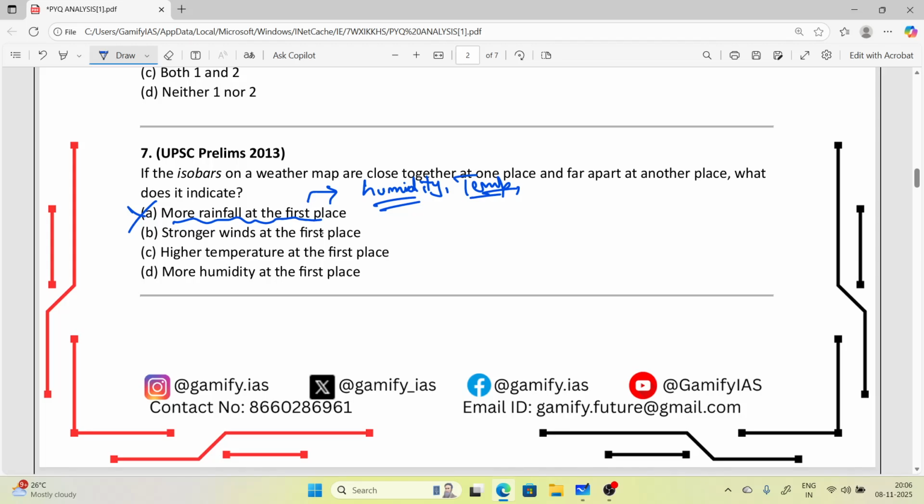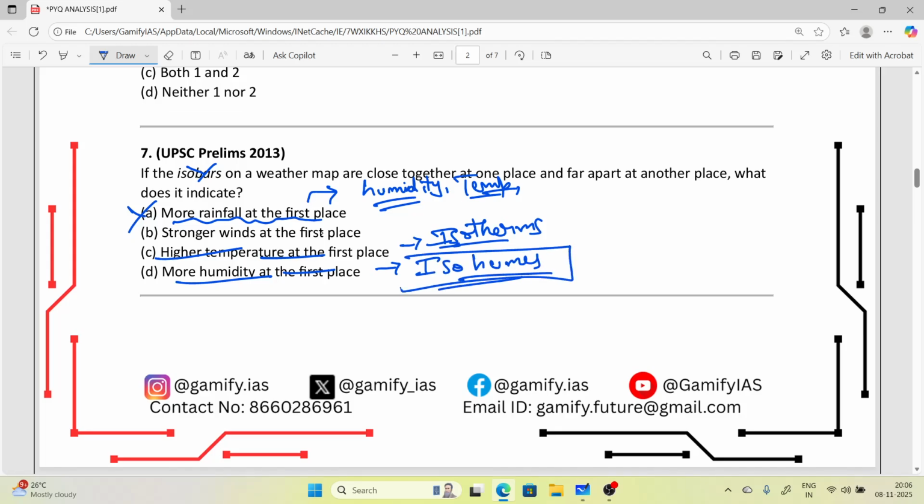Then higher temperature at the first place. We have discussed that temperature is shown by lines called isotherms, not isobars. Now option D, more humidity at the first place. Humidity is shown by its own lines. Okay, so the option is B for Bombay. Stronger winds at the first place.